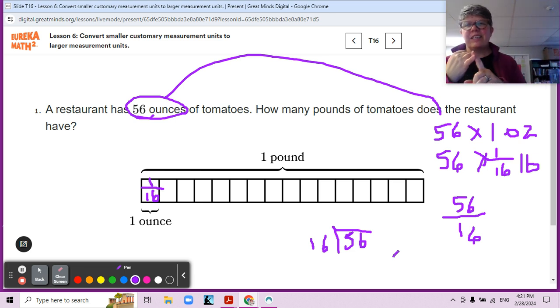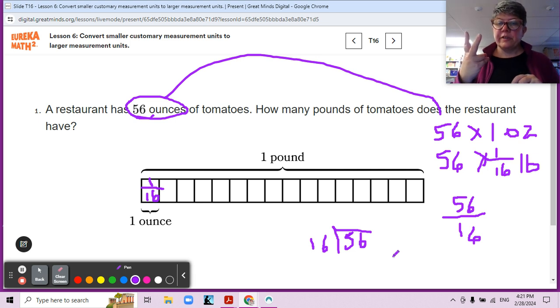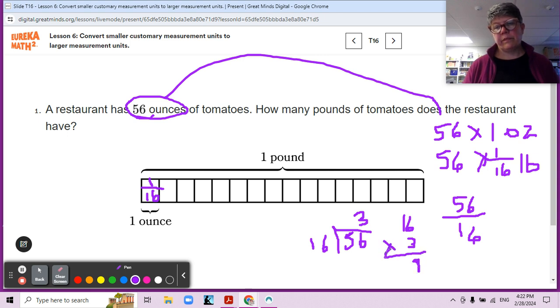Well, let's see. 16 is close to 15. 15 times 2 is 30. 15 times 3 is 45. 15 times 4 is 60, so that would be too big. So let's go with 3, remembering that it's 16, not 15, right? 16 times 3. 6 times 3 is 18. 3 times 1 is 3, plus 1 is 4. Oh, I didn't write that very neatly. 48. Okay. And 56 minus 48. 16 minus 8 is 8.